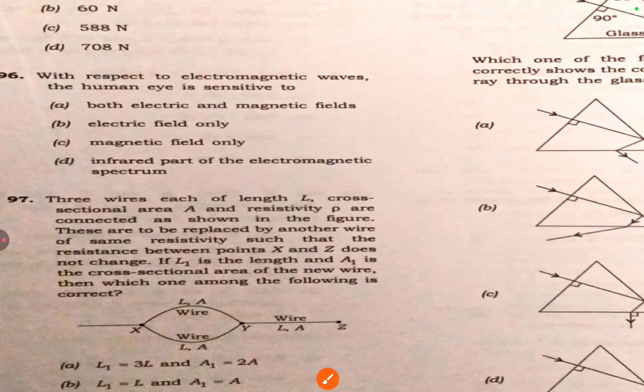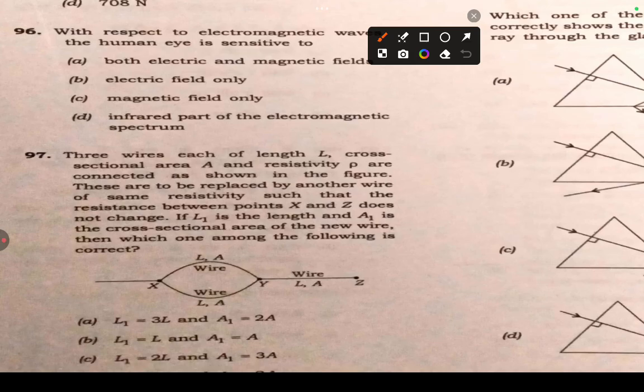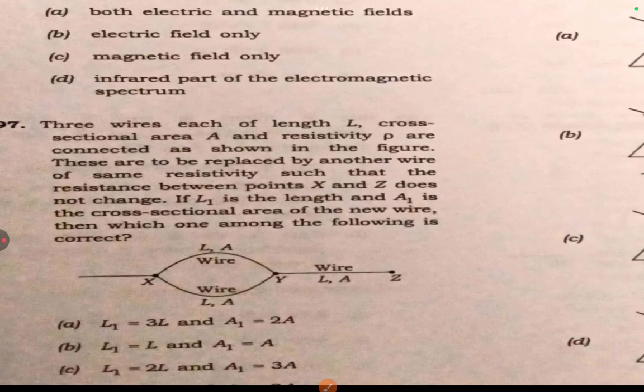Okay, question number 97. Three wires, each of length L, cross-sectional area A and resistivity rho, are connected as shown in the figure. These are to be replaced by another wire of the same resistivity such that the resistance between points X and Z does not change. Let L1 be the length and A1 the cross-sectional area of the new wire. Which one of the following is true?